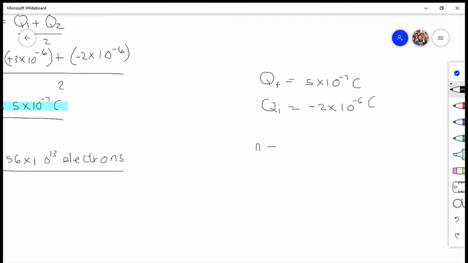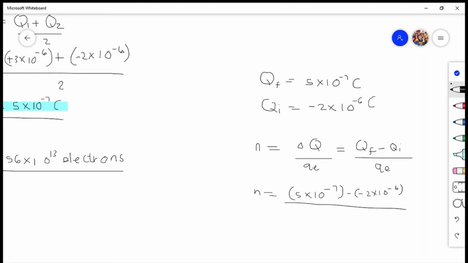So our formula is N is equal to change in Q over QE, which is then equal to QF minus QI all over QE. And our final charge is 5 times 10 to the power negative 7 minus our initial charge of negative 2 times 10 to the power negative 6, all over negative 1.6 times 10 to the power negative 19. And when we put all of this on our calculator, we then once again get 1.56 times 10 to the power 13 electrons.